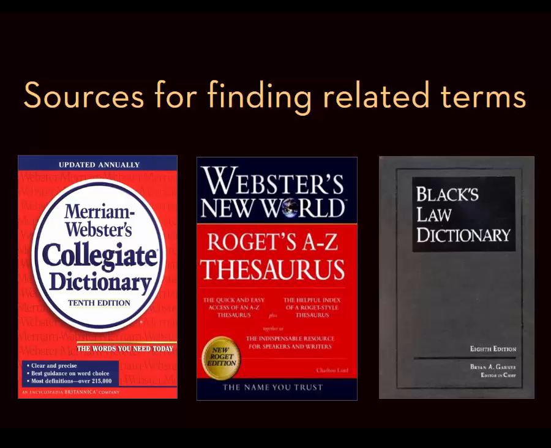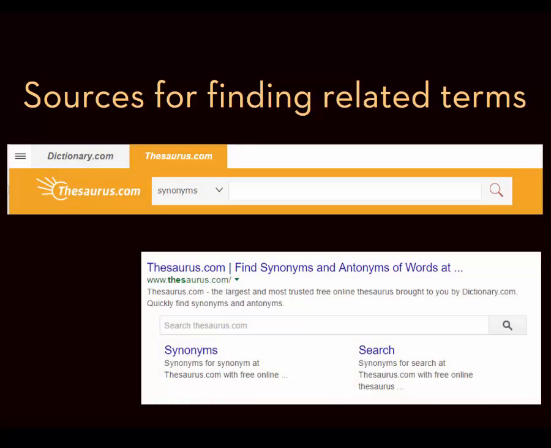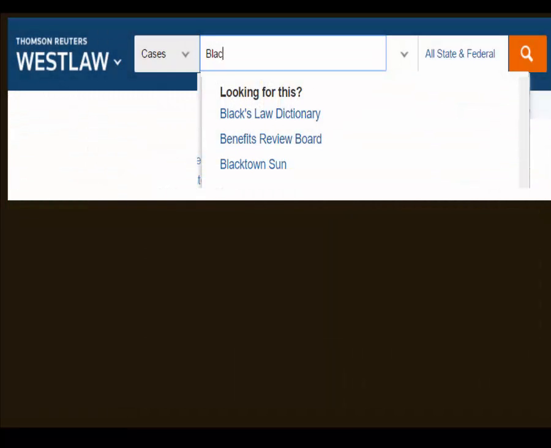If you want to supplement your brainstorming with other tools or resources, so much the better. The more related terms that you come up with, the more likely you are to find documents that will help answer your question. A regular dictionary or thesaurus are great tools, and so is Black's Law Dictionary. Besides the print sources, you can look to either dictionary.com or thesaurus.com on the web. And Black's can be found electronically too in Westlaw. Just start typing the title in the search box and Black's Law Dictionary will be automatically suggested.